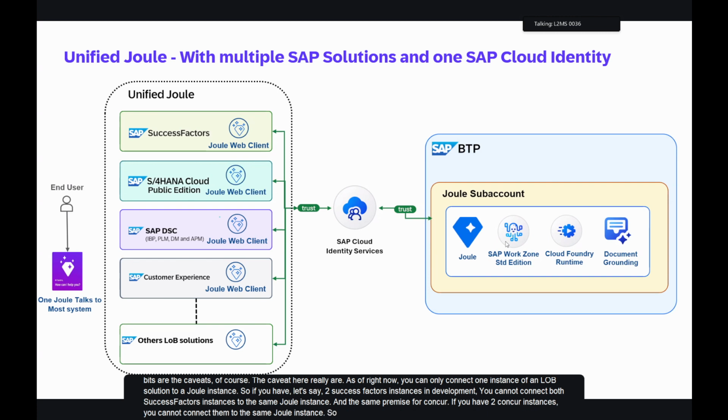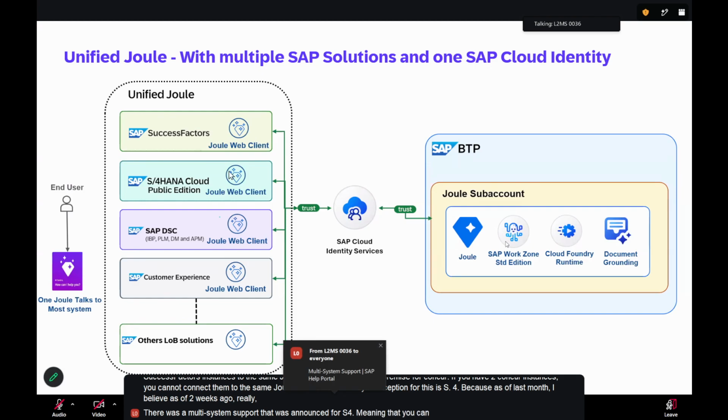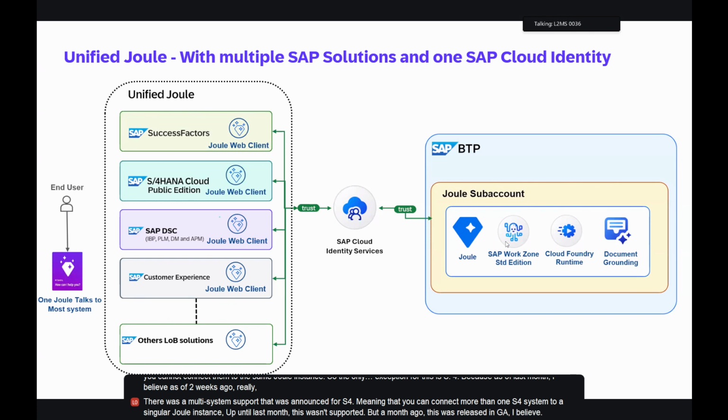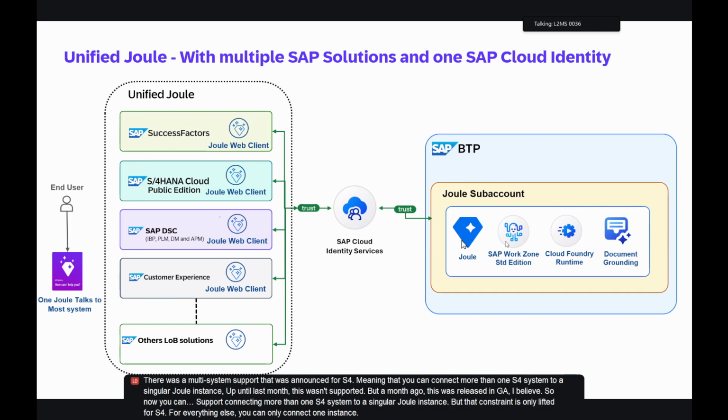The only exception for this is S4, because as of last month, I believe as of 2 weeks ago, there was multi-system support announced for S4, meaning that you can connect more than one S4 system to a singular Joule instance. Up until last month, this wasn't supported, but a month ago, this was released in GA, I believe. So now you can connect more than one S4 system to a singular Joule instance, but that constraint is only lifted for S4. For everything else, you can only connect one instance to one Joule instance.